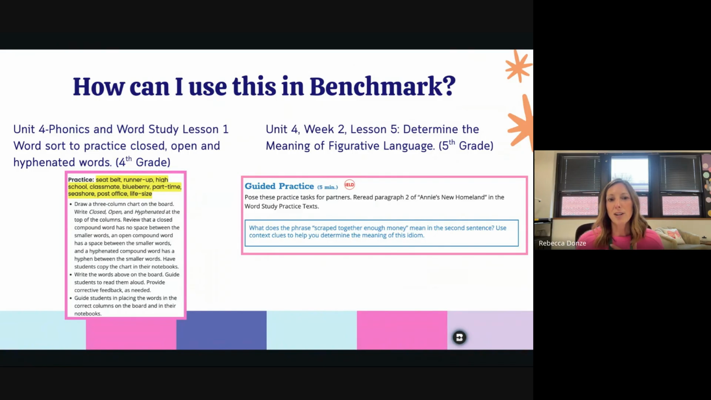5th grade, we took a guided practice question. And it was for figurative language. So this one's like use context clues to figure out what the idiom means. So they would have their student magazines. And again, as a trio, they'd be talking and collaborating and writing down what that means.